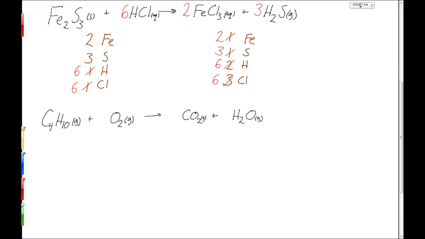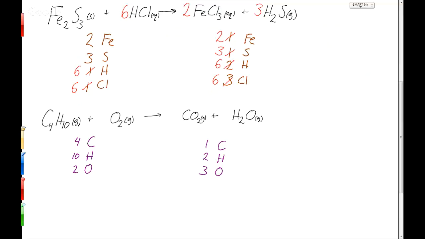All right, so first let's list our stuff. We've got on the left C, H, and O, and on the right C, H, and O. We add them all up, and we've got 4 C's, 10 H's, 2 O's on the left, 1 C, 2 H's, and 3 O's on the right.